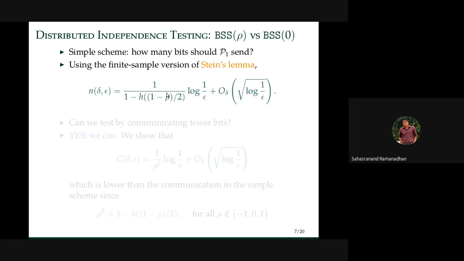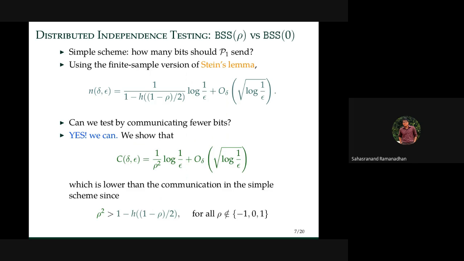But the question that we are asking here is, can we test by communicating fewer bits? So the simple scheme is fine, we all can understand that. But can we test by communicating fewer bits? What I am asking here is that maybe if we allow the sensor nodes, the parties, to collect many more samples locally, because that doesn't involve much cost. Somehow collect more samples locally and condense all of this information into fewer bits, and then communicate only that, and then achieve the same probability of error guarantees. Can we do that? That is the question we are asking here.